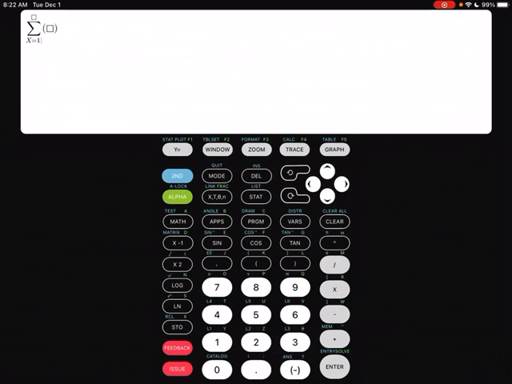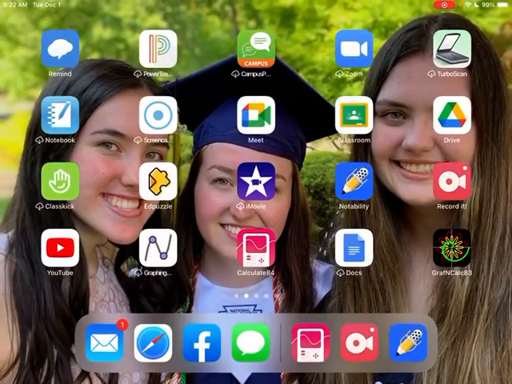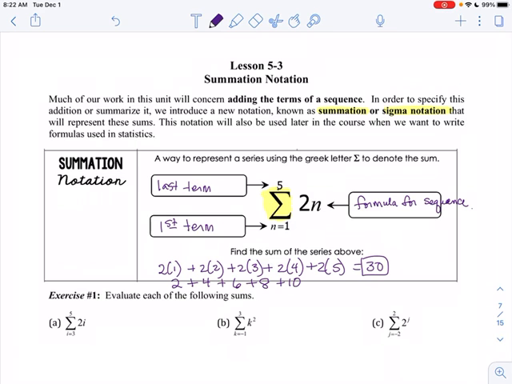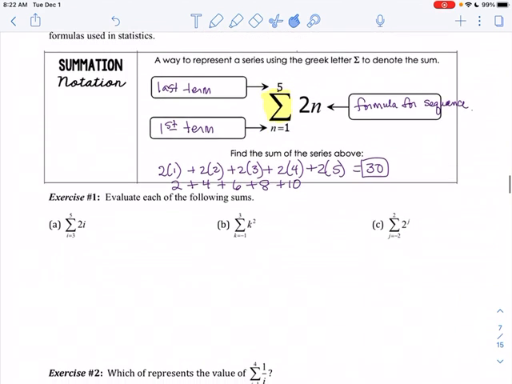My first term is 1. My formula is 2x. Notice I'm substituting an x instead of n. And my last term is 5. And I hit enter, and it does all the work for me. Okay, but we're going to do these out by hand, but I did want you to see it on the calculator as well.